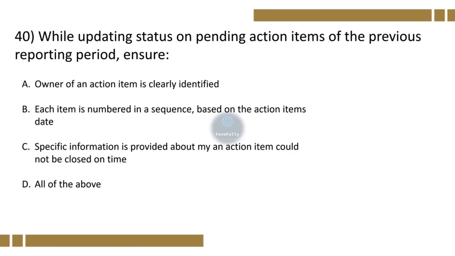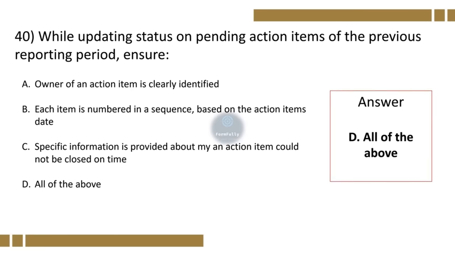Question 40. While updating status on pending action items of the previous reporting period, ensure, Option A, the owner of an action item is clearly identified. B, each item is numbered in a sequence based on the action item date. C, specific information is provided about why an action item could not be closed on time. D, all of the above. And the correct option is D, all of the above.